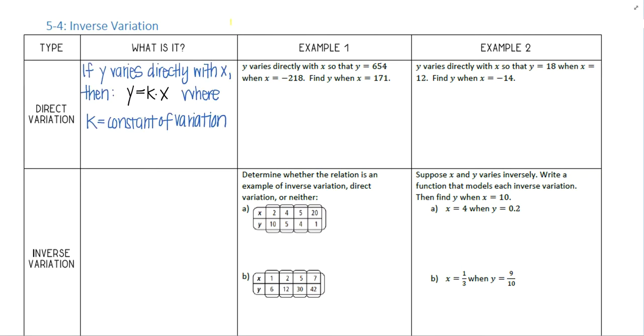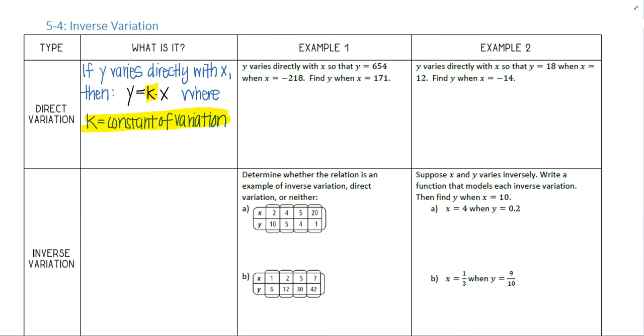If y varies directly with x, then we have the equation y equals some k times x, where k is called the constant of variation. So k is going to be filled in with a number, and it's called the constant of variation.